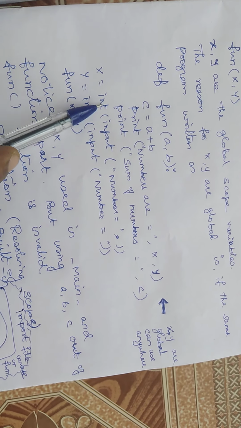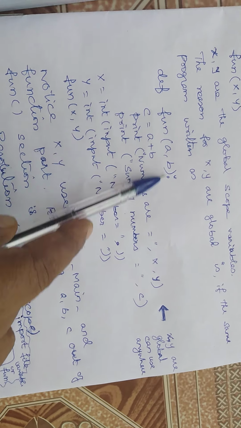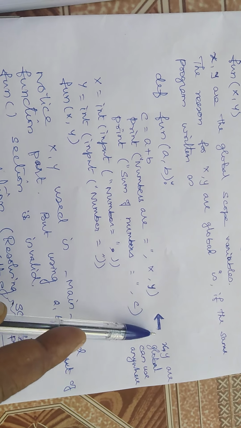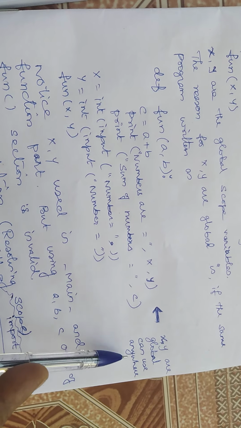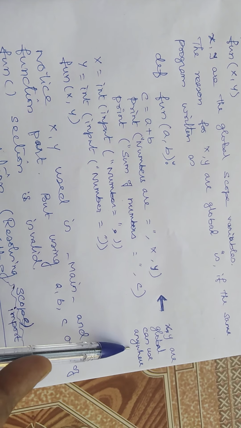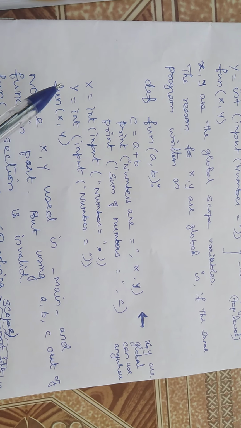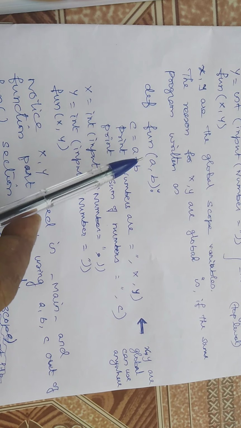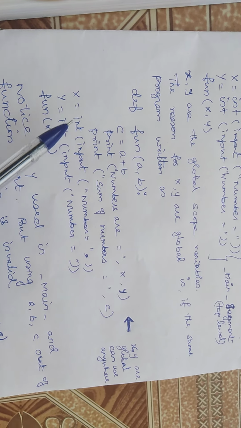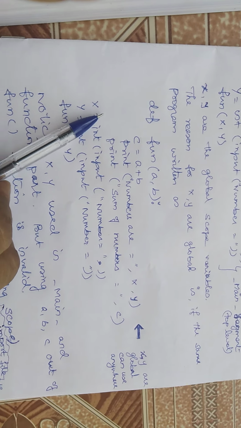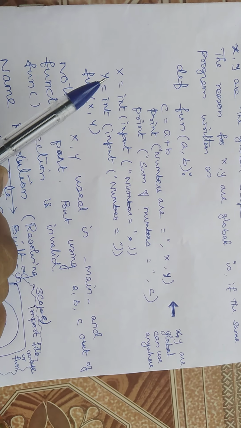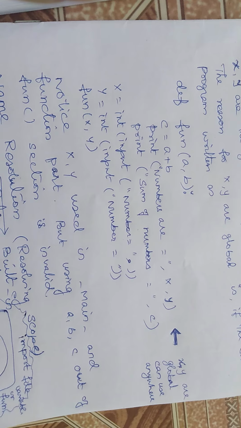So this global section value can be used in this function part also. So x and y are global, and can be used anywhere in our program. Whereas ABC cannot be used here, as it is outside of this function definition. So the names x and y are known as what? A global scope.